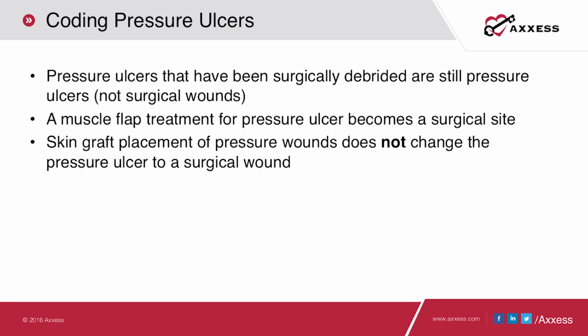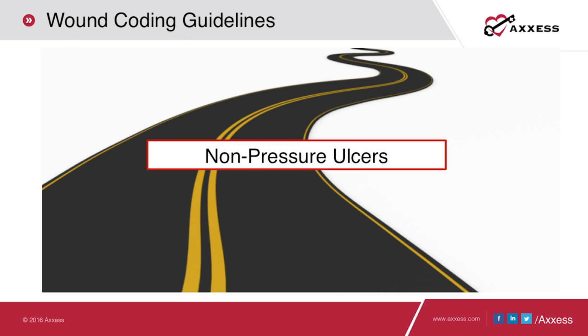A muscle flap treatment for pressure ulcers does become a surgical site because of the in-depth procedure that you have going on, and at that point you can no longer see the base of the wound and code it as a pressure wound. It is now a surgical site. However, skin graft placement of pressure wounds does not change the pressure ulcer to a surgical wound because it's very superficial, okay? So skin graft placement is still going to be a pressure wound.